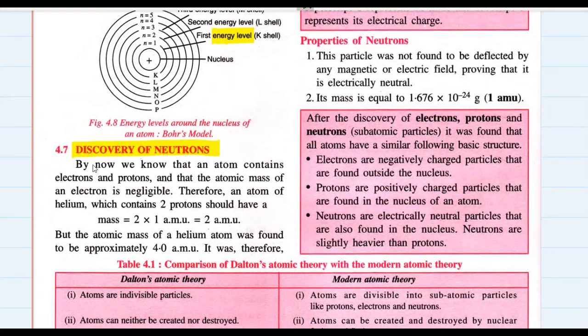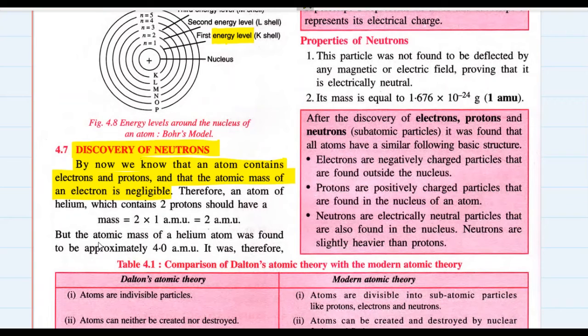So by now we know that atom contains electrons and protons, and the atomic mass of an electron is negligible. What is the mass of electron? Negligible. It is 1 upon 1837 times the mass of a proton. That means around 2,000 times less than the mass of a proton. So electron will be considered as a negligible mass.